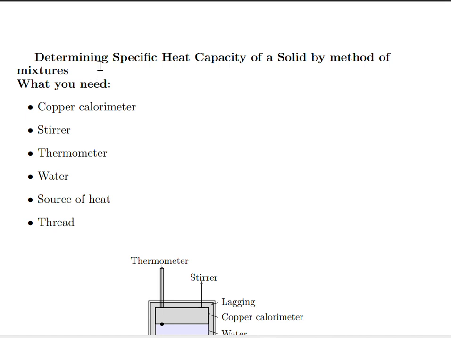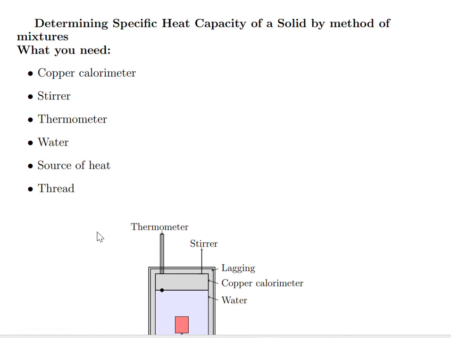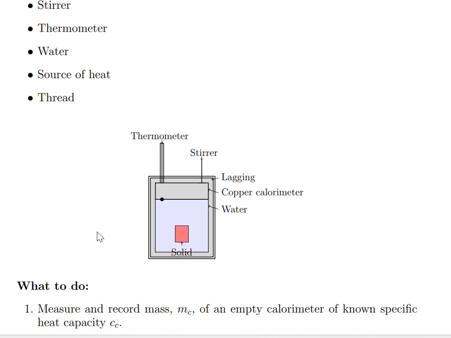So today we are going to look at how we can determine the specific heat capacity of a solid by the method of mixtures. And then we shall need the following materials with us. So we shall need a copper calorimeter, a stirrer, a thermometer, water, a source of heat, and then the thread. So we shall see what these materials that we need, the purpose that they will serve.